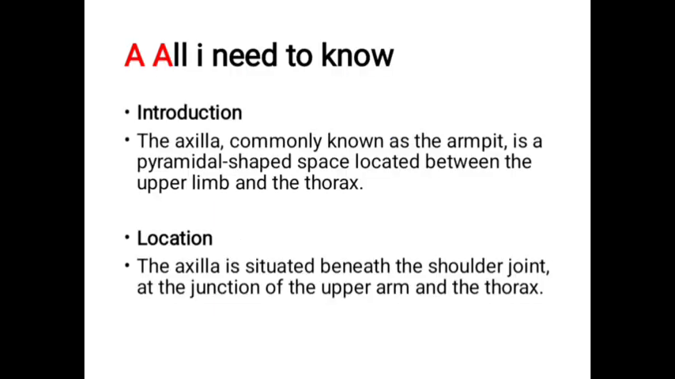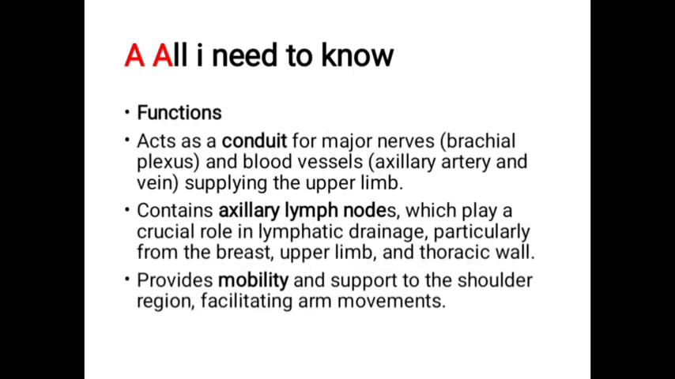Now, introduction or definition. The axilla, also known as the armpit, is a pyramidal shaped space located between the upper limb and the thorax. For location, the axilla is situated beneath the shoulder joint at the junction of the upper arm and the thorax. For function, the axilla acts as a conduit for major nerves like the brachial plexus, and blood vessels like the axillary artery and vein supplying the upper limb.